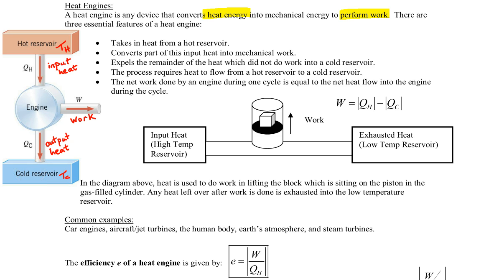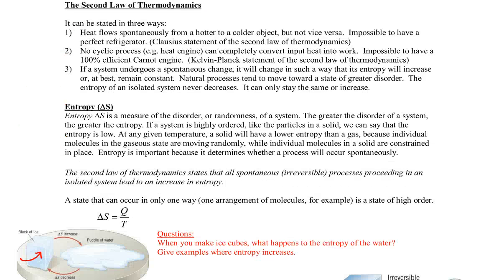Now in this process, heat must flow from the hot reservoir to the cold, which is the basis of the second law of thermodynamics. So let's move down to page 12 in your notes, briefly. There are three possible statements of the second law of thermodynamics, but we're only going to investigate the first one right now. Heat must flow spontaneously from hot to cold and not vice versa.